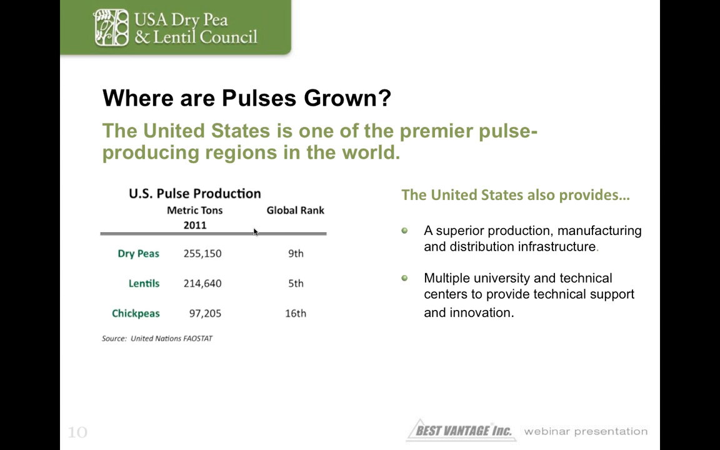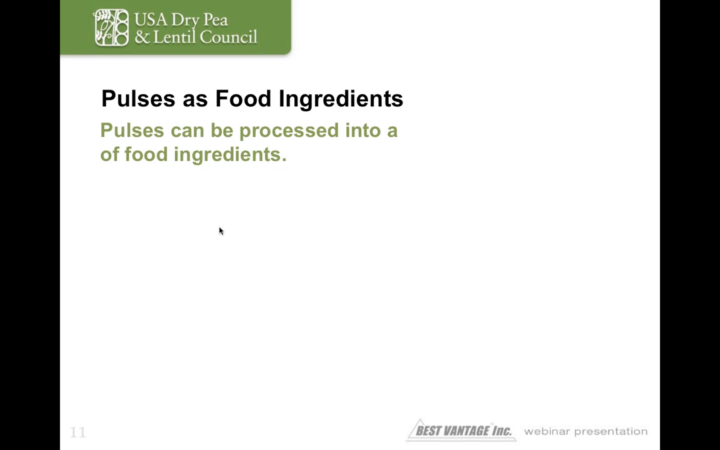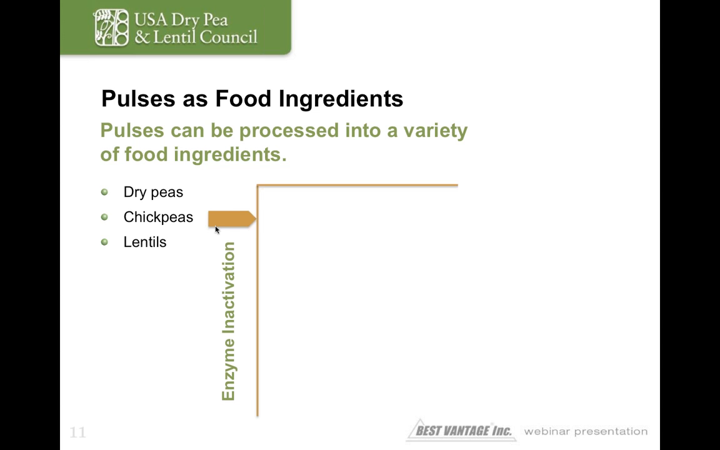The United States offers multiple university and technical centers that can provide technical support and innovation. We'll talk about one in particular later on in this presentation. So, because the United States has developed very high quality grading, handling, and production control systems, U.S. pulse producers generally get a very good price for the pulses that they export around the world. Quality is one very big issue in pulses right now because we're still trying to develop some uniform standards for quality evaluation and grading in pulses. Overall, pulses are still a pretty early stage food category where there is a lot of development to be had. Now, pulses can be processed into a variety of food ingredients.